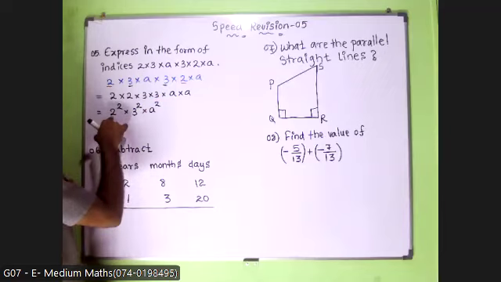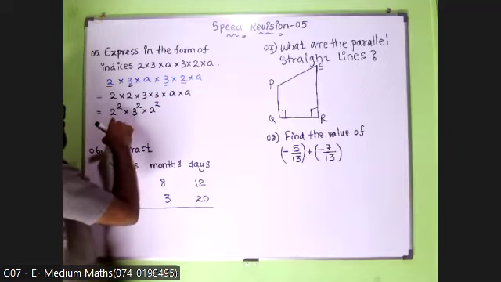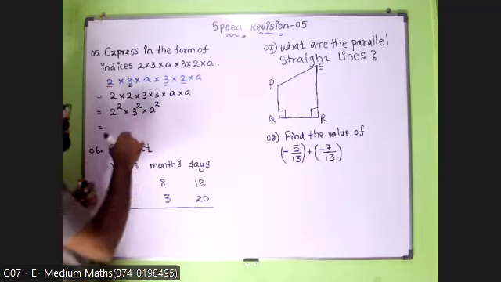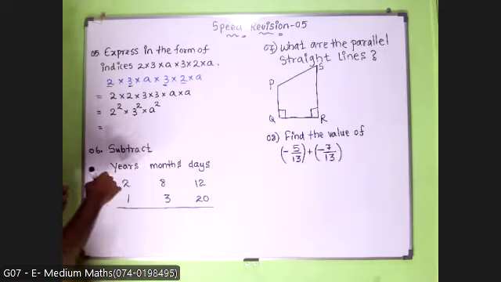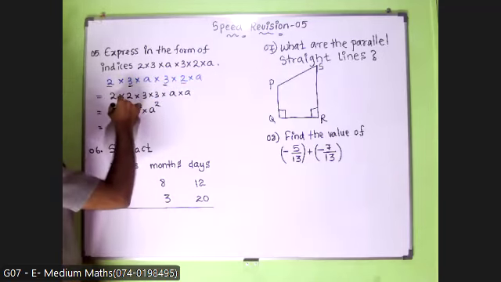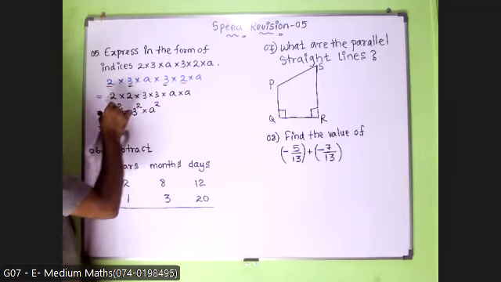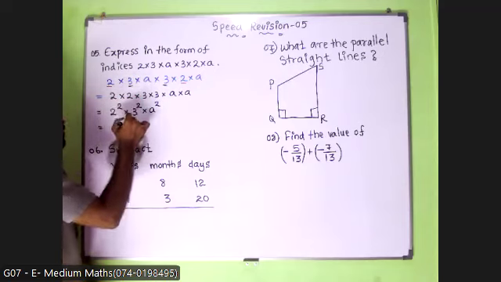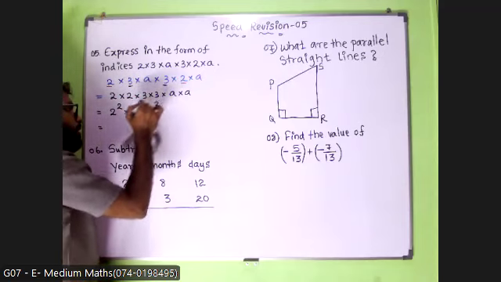So this is the product of powers. This is called product of powers, by using the integers knowledge. And you can see the power is always 2. 2 to the power 2. 3 to the power 2. A to the power 2.